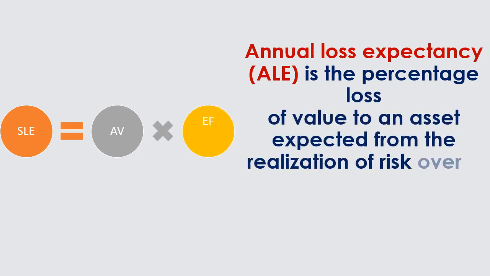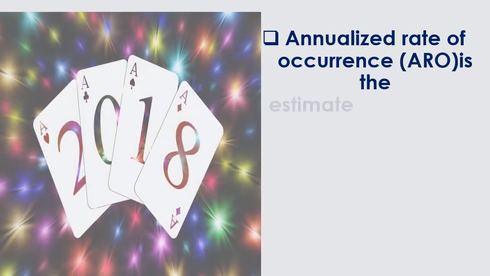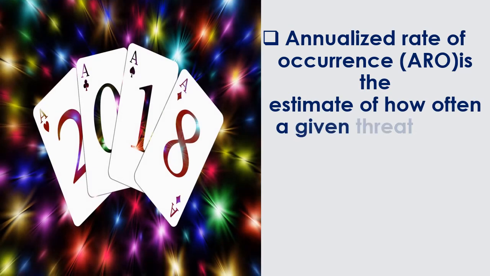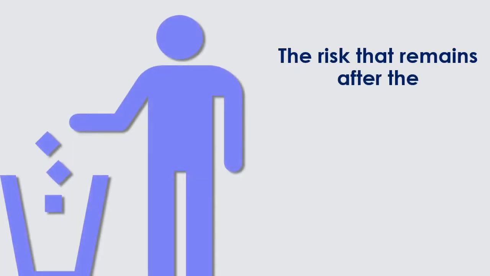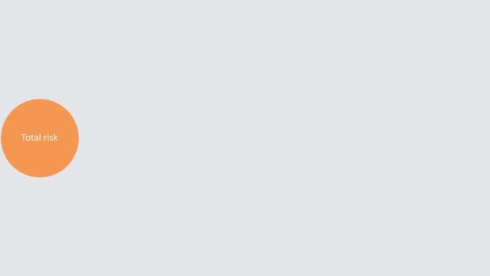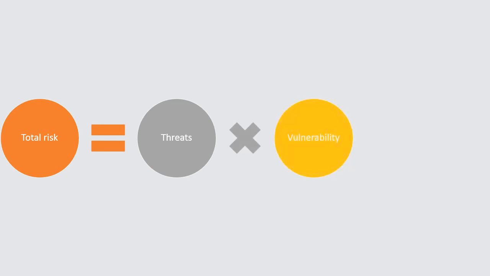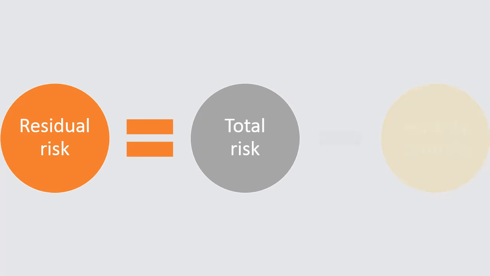Annualized rate of occurrence, ARO, is the estimate of how often a given threat might occur annually. ALE is the expected risk factor of an annual threat event. The risk that remains after the implementation of countermeasures is known as the residual risk. Total risk equals threats times vulnerability times asset value, AV. Residual risk equals total risk minus security controls, also known as countermeasures.